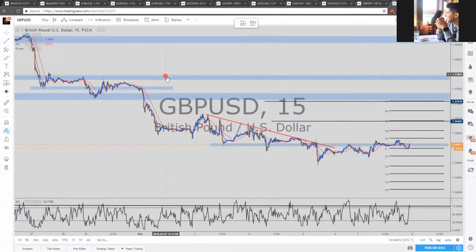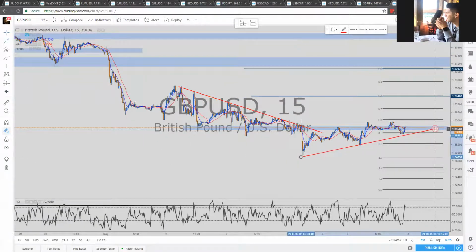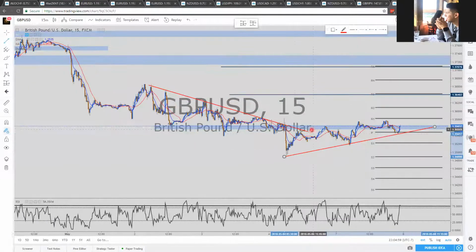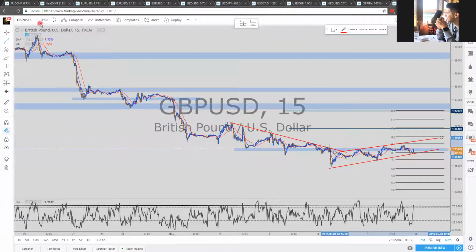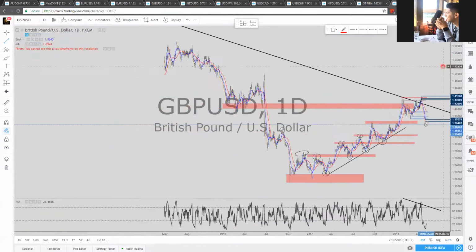So GBP USD, we can see, I'm just going to quickly drop this here. You see kind of an upward channel going on. But this is the 15-minute time frame. Let's look at daily.